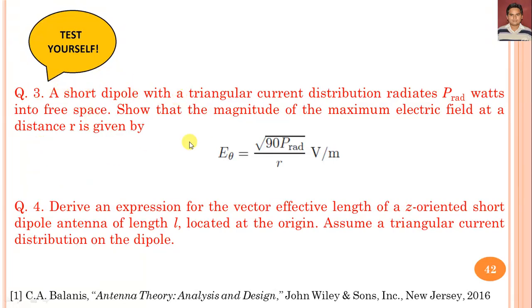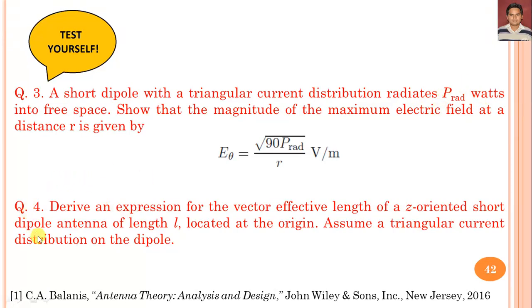This is another problem that we are giving here to test yourself, and it is based on the short dipole. The short dipole is radiating power P radiated into free space, and you need to prove that the magnitude of the maximum electric field at a distance r, theta equal to 90 degrees, is root of 90 P radiated upon r volt per meter. This is again an important derivation, and you should prove it here by considering the power P radiated.